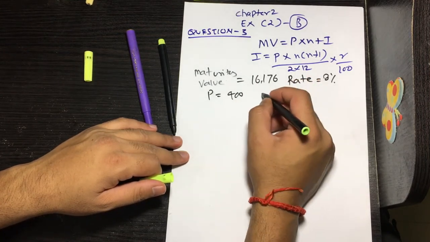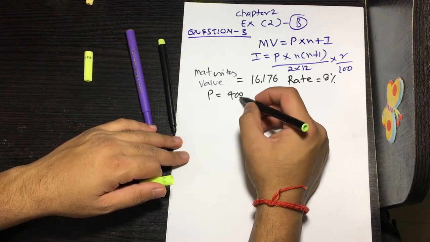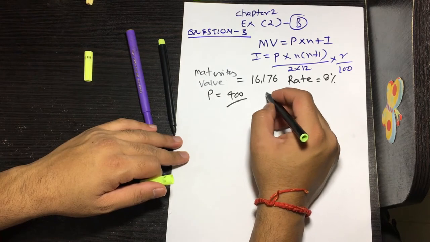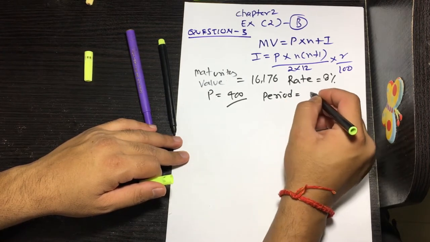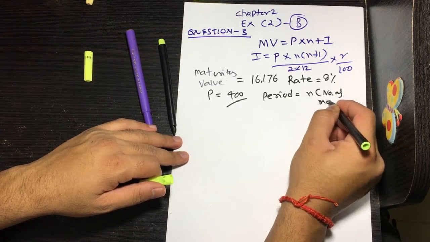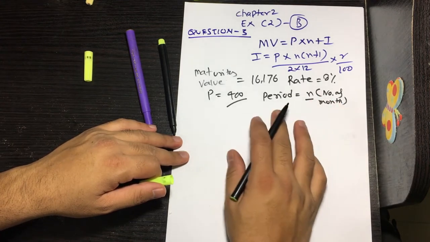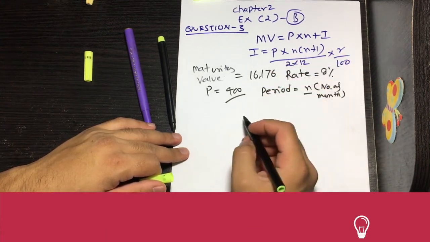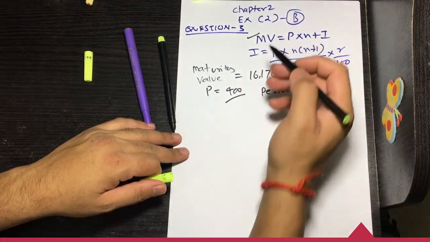And we don't know the period, for how many months or the duration the person has to give this amount. So let's say period is equal to N. N is what? N is the number of months. Clear? We don't know what N is here. Now let's start putting these values in this formula first.